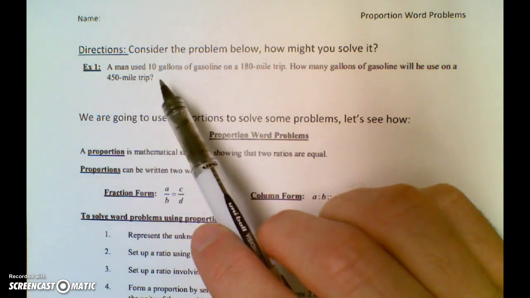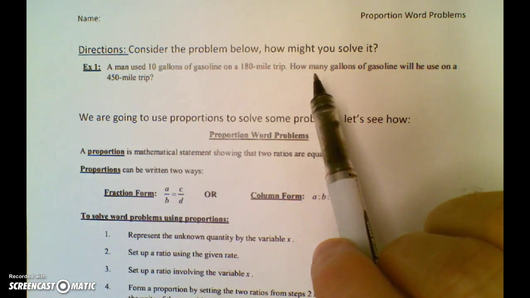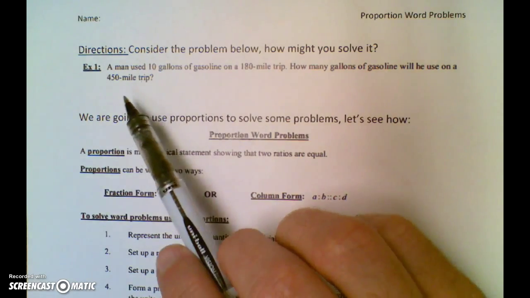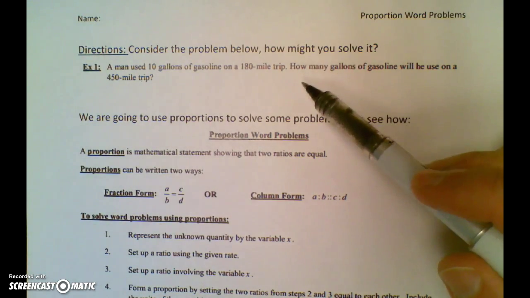A man used 10 gallons of gasoline on a 180-mile trip. How many gallons of gasoline will he use on a 450-mile trip? Before we learned about proportions, you might have solved this by trying to figure out how many miles he could go for 1 gallon, and then multiply it from there. But we can set up a proportion pretty easily to help us solve this problem.